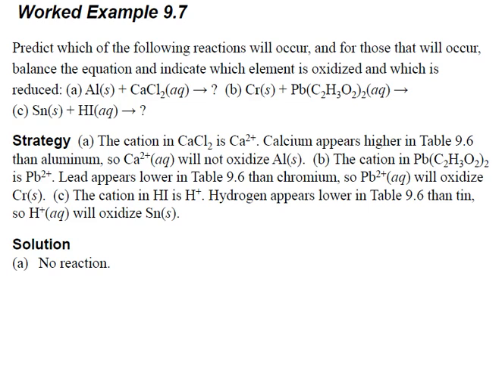In part B, the cation in lead acetate is lead 2. Lead appears lower than chromium, so this reaction will occur. The lead +2 will oxidize chromium. In part C, the cation in hydroiodic acid is H+. Hydrogen appears lower in the table than tin, so it will oxidize the tin.